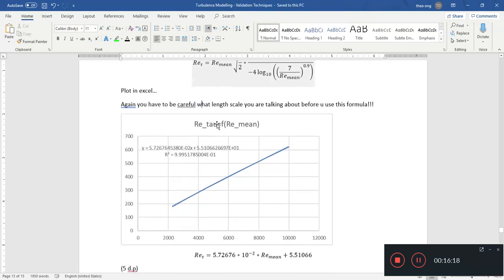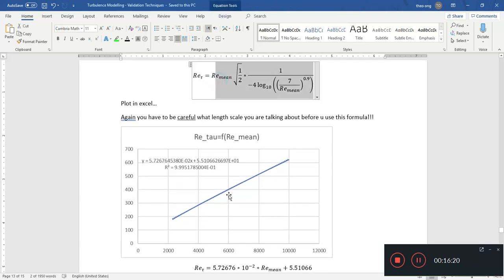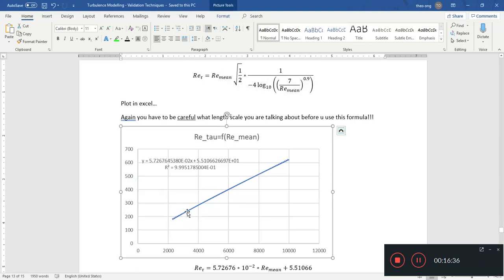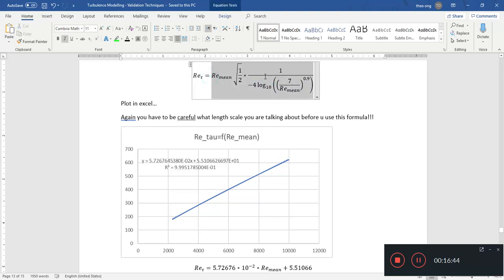Okay, so thankfully for us, this thing actually turns out to be a very linear correlation. So the mean Reynolds number and the friction Reynolds number are linearly correlated over a wide range of mean Reynolds number. Here I actually plotted in Excel and just show you the results quickly. What I did is I have one cell saying you have the mean Reynolds number to be so, and the other cell says I have the friction Reynolds number to be so and so.